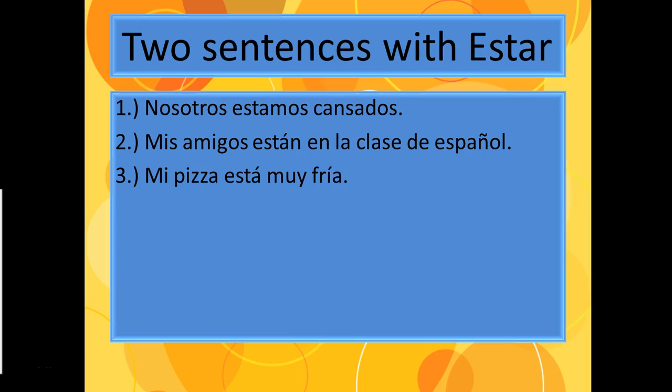A couple of my examples with estar. Nosotros estamos cansados. Mis amigos están en la clase de español. Mi pizza está muy fría.